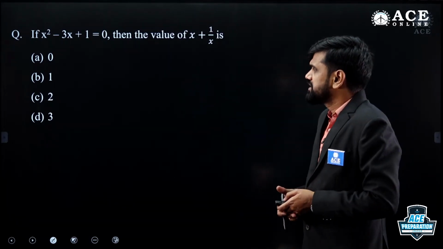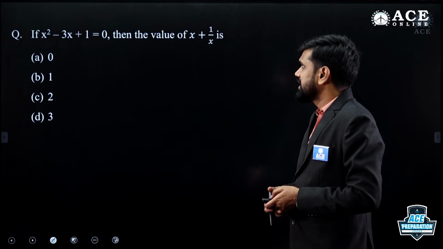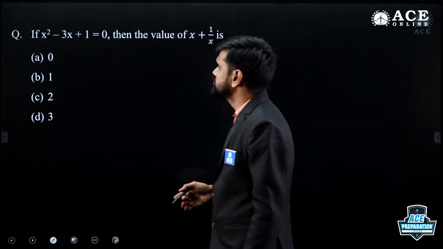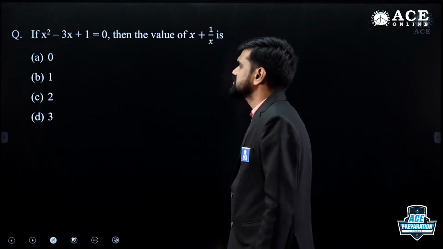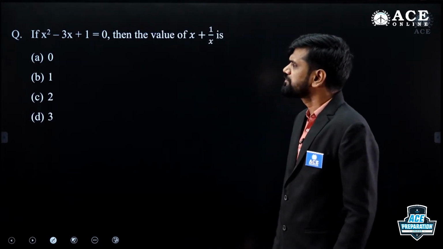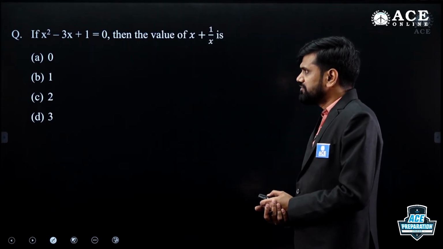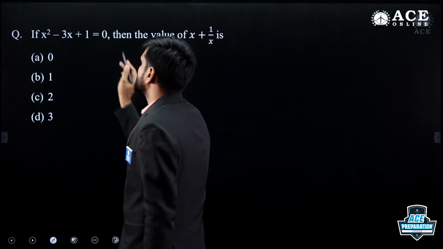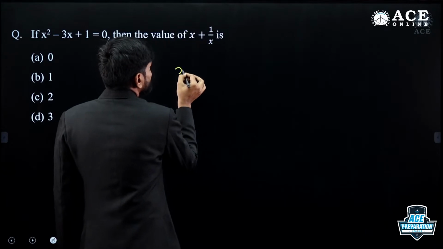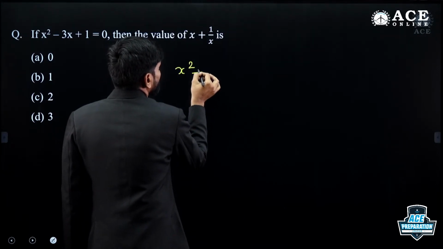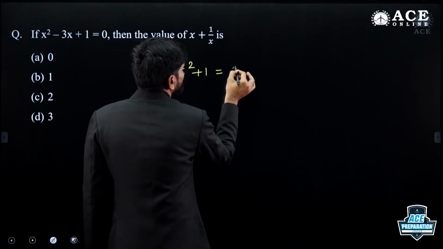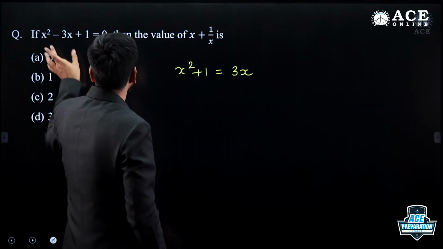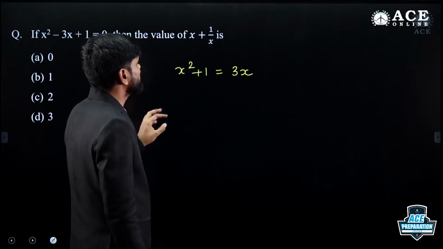If x square minus 3x plus 1 equal to 0, then the value of x plus 1 by x is what? Okay. So whenever you wish to solve this type of problem, you simply send x to the other side. That will give you x square plus 1 is equal to 3x.